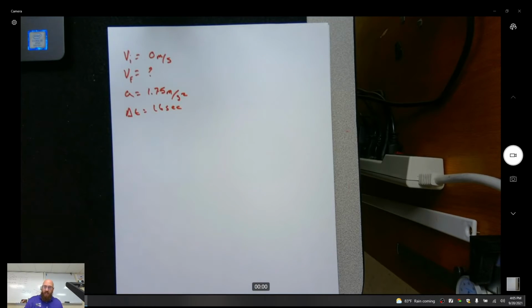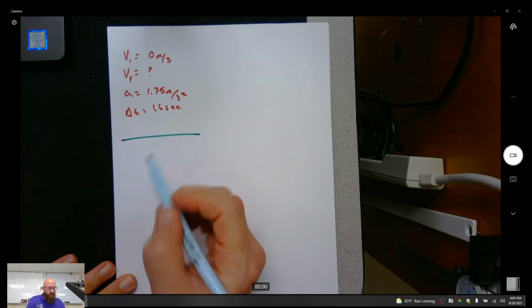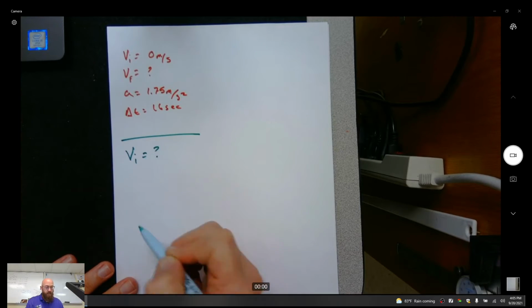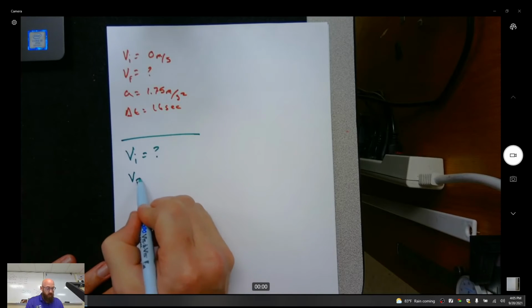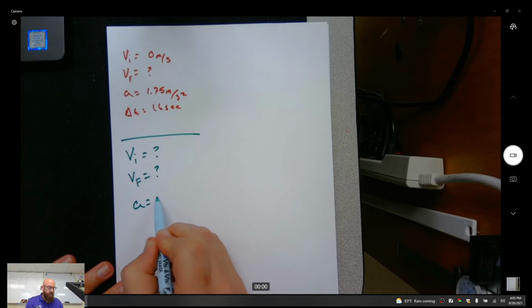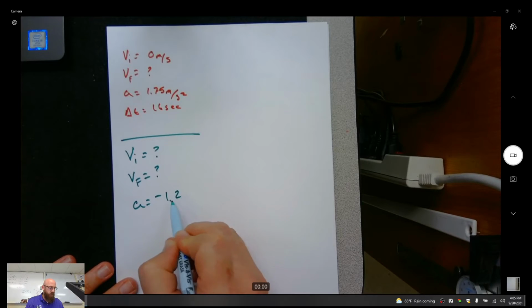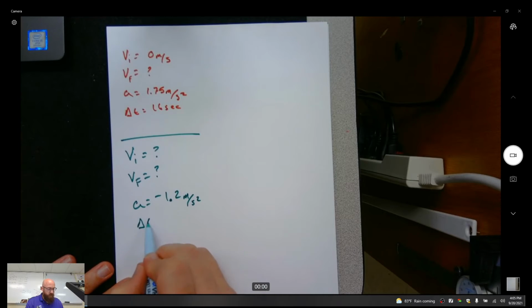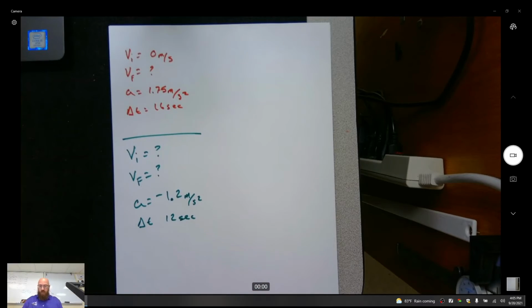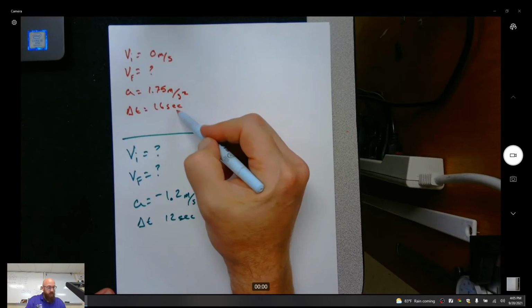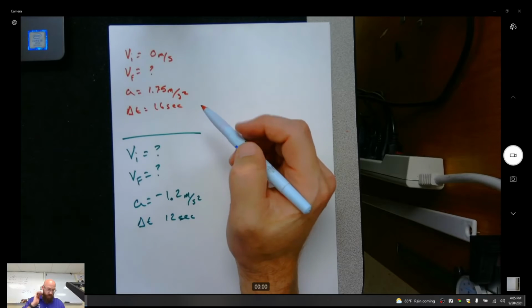But that's not all it gave you. It also said, I'm going to hit the brakes. Well, I don't know what the final velocity becomes after I hit the brakes. But it gives me an acceleration, let's say negative 1.2 meters per second squared, and a delta t of 12 seconds. Sure, let's just go with that. So good news is meters per second, and seconds, everything's happy.